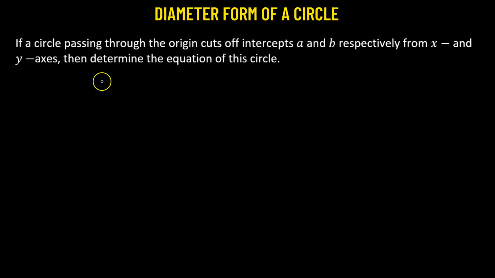So in this problem, it is given that a circle passes through the origin and cuts off intercepts of A and B from the x and the y axis. We need to determine the equation of this particular circle. So let us begin. First, we'll try to understand the problem graphically.